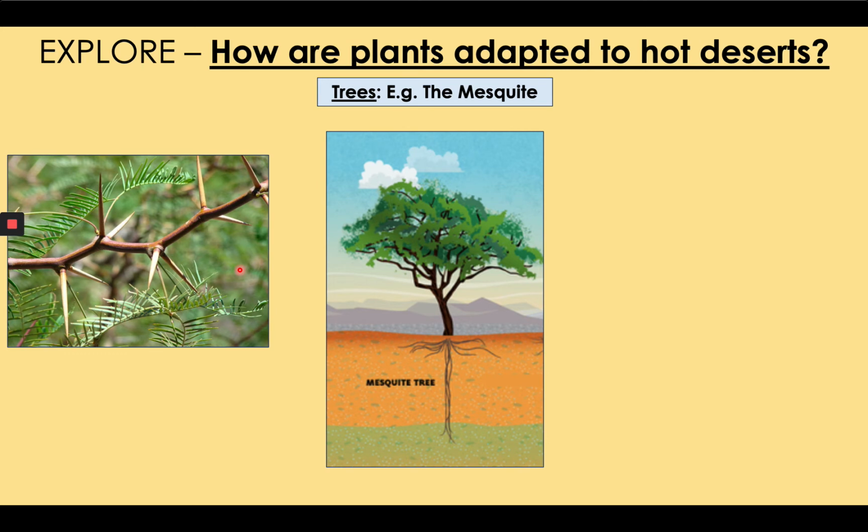But let's start at the top first. Look at the branches of the mesquite tree. What do you notice that's similar to the cactus? Well, it has spikes. Predators, animals that feed off of the leaves, are discouraged from feeding because of the spikes. This allows it to retain its leaves, which means it can photosynthesize. However, look at the leaves themselves. They're tiny and thin. This means that the mesquite tree loses minimum amounts of water through evapotranspiration.